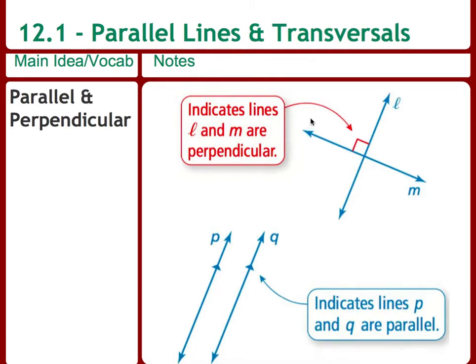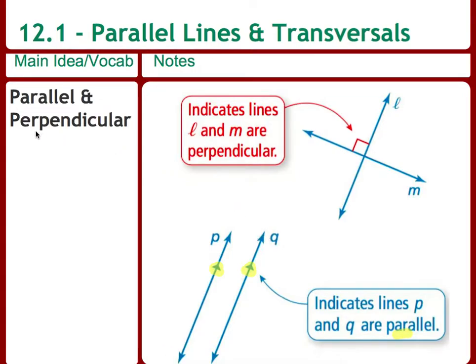Hello, welcome everyone. Today we're going to be talking about parallel lines and this thing called transversals. So real quick review on parallel and perpendicular lines. Parallel lines, here are parallel lines. We indicate the parallel lines by having these little arrows going in the same direction. So we say P and Q are parallel.